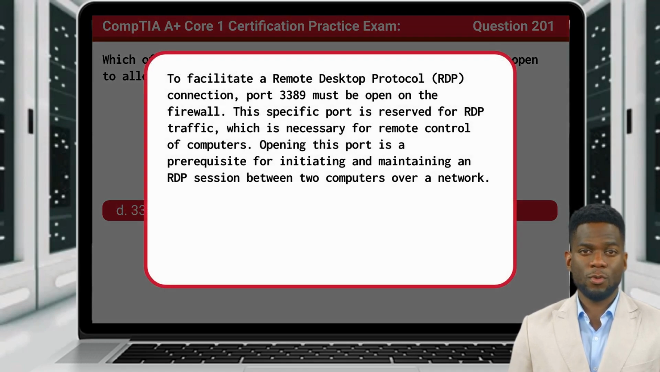To facilitate a remote desktop protocol, or RDP connection, port 3389 must be open on the firewall. This specific port is reserved for RDP traffic, which is necessary for remote control of computers. Opening this port is a prerequisite for initiating and maintaining an RDP session between two computers over a network.